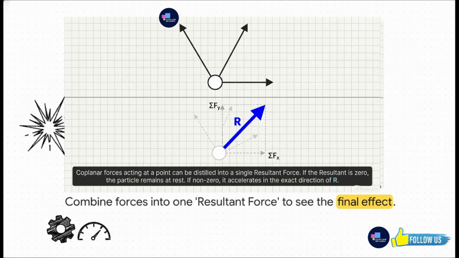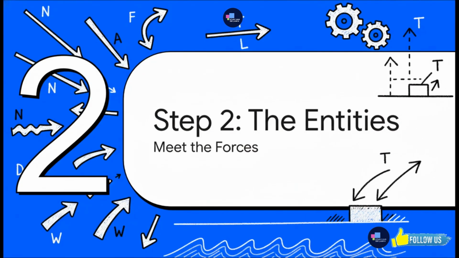So if we can break a force down, it makes sense we can build it back up, right? It works both ways. Imagine you have a bunch of different forces all pulling on one point. We can combine them all into one single force that we call the resultant force. This resultant, R, tells you the whole story. If R is 0, it means all the forces have canceled each other out, and the particle stays perfectly still. But if R is not 0, the particle is going to accelerate, and it'll go in the exact direction of that resultant force.